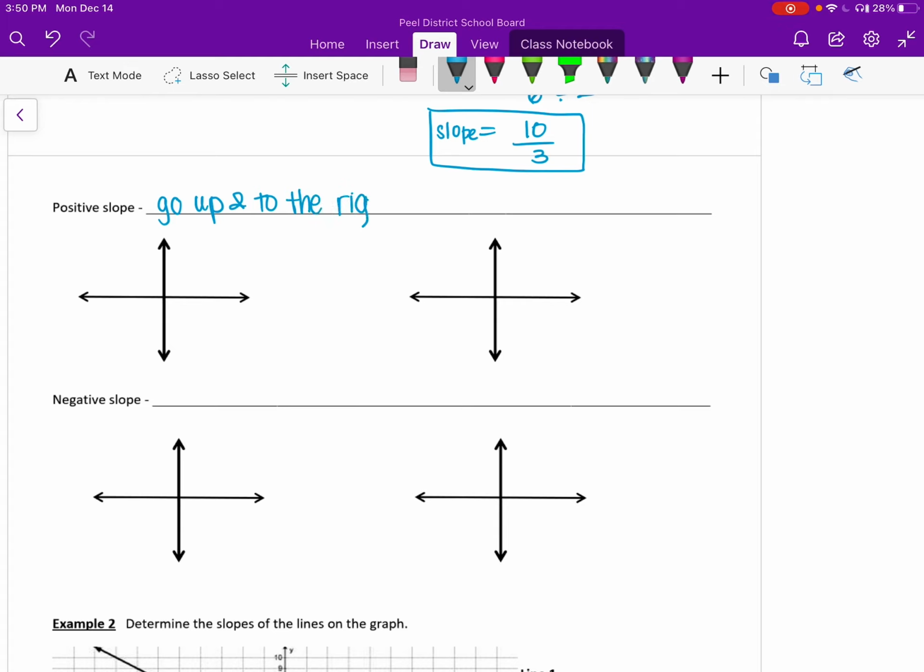That's how they grow. They grow upwards. What a positive slope basically indicates is that an increase in x leads to an increase in y. They are directly proportional to each other, right? So if I increase the x value, I'm going to increase the y value, right?